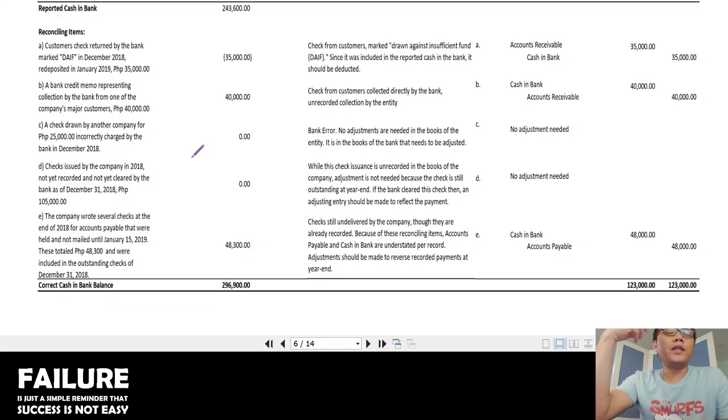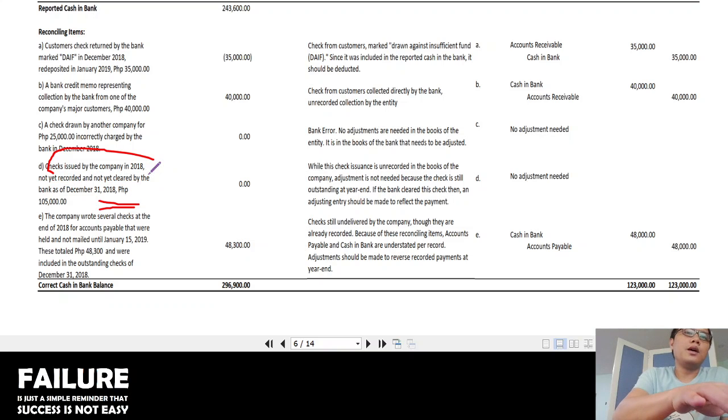For outstanding check, if that particular outstanding check was recorded by the company, obviously. However, in this particular transaction, this check was not recorded. Okay? And at the same time, not yet cleared. So, no adjustment. Okay? No adjustment siya.